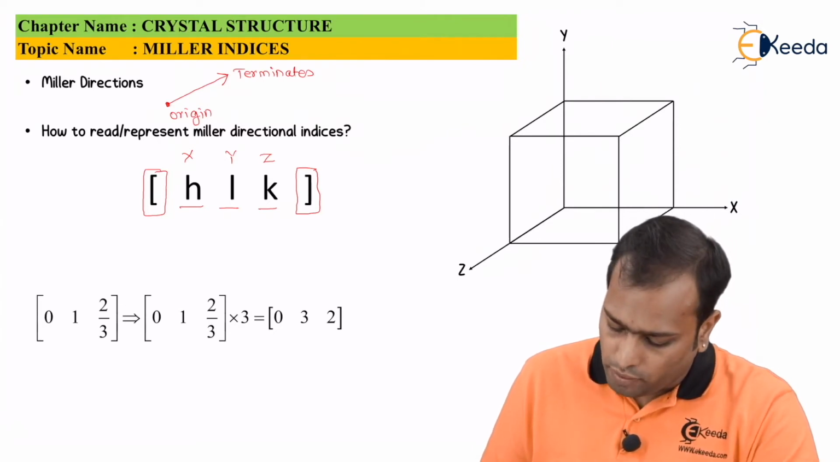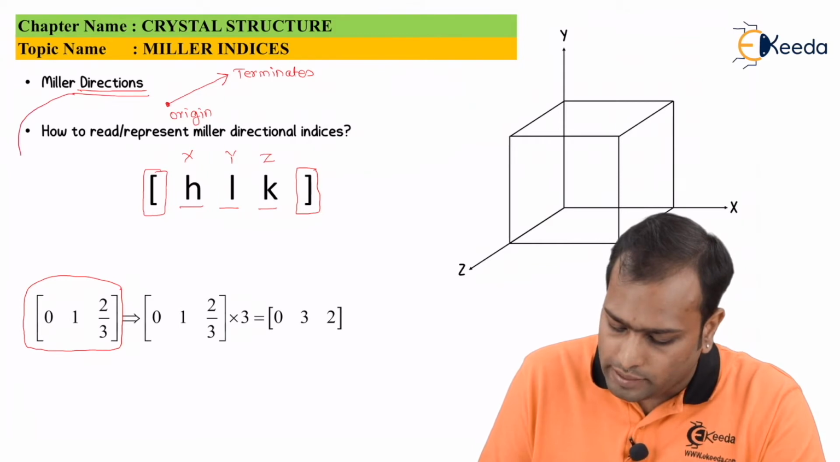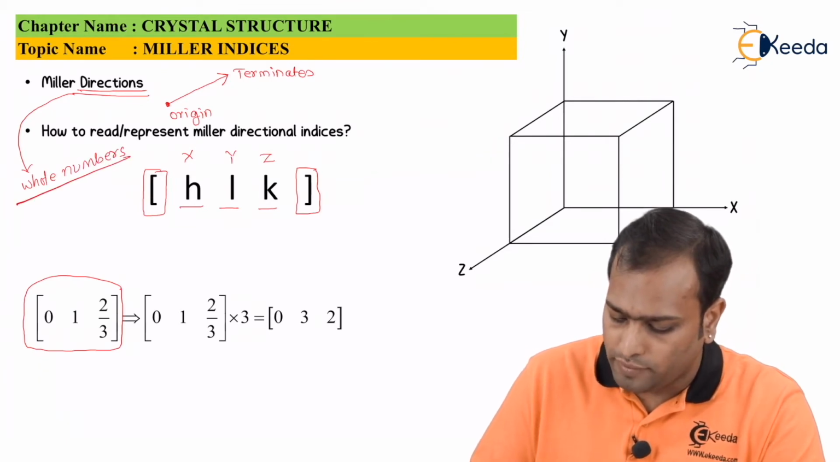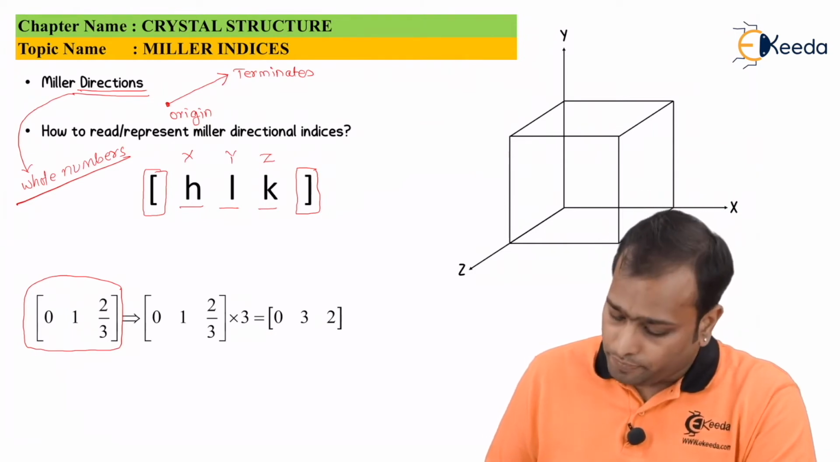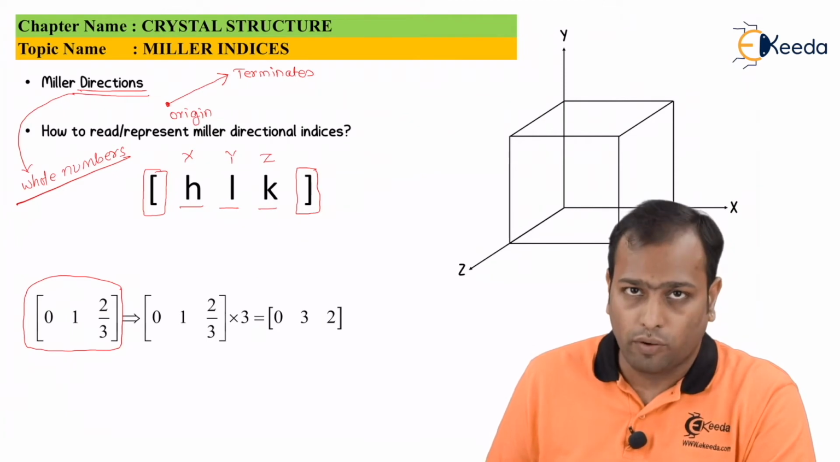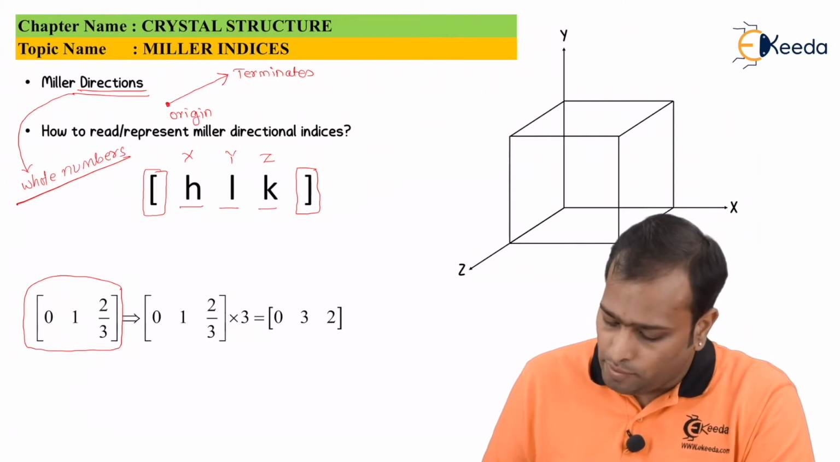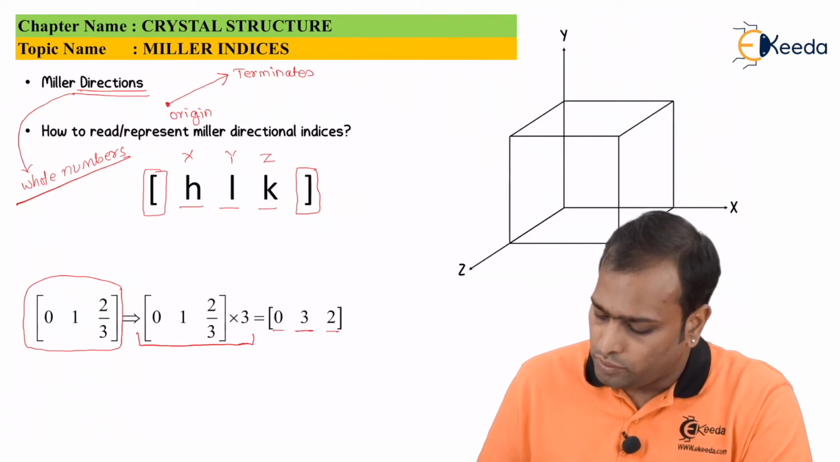Now, first of all, it is an important point to know that Miller directions are only represented in whole numbers. They can only be whole numbers. Be it negative or positive, it's okay, but the number should always be whole. Secondly, what if the numbers are not whole? For example, this is the fraction 2 by 3. So, to convert this into an integer, we'll multiply it by 3 throughout.